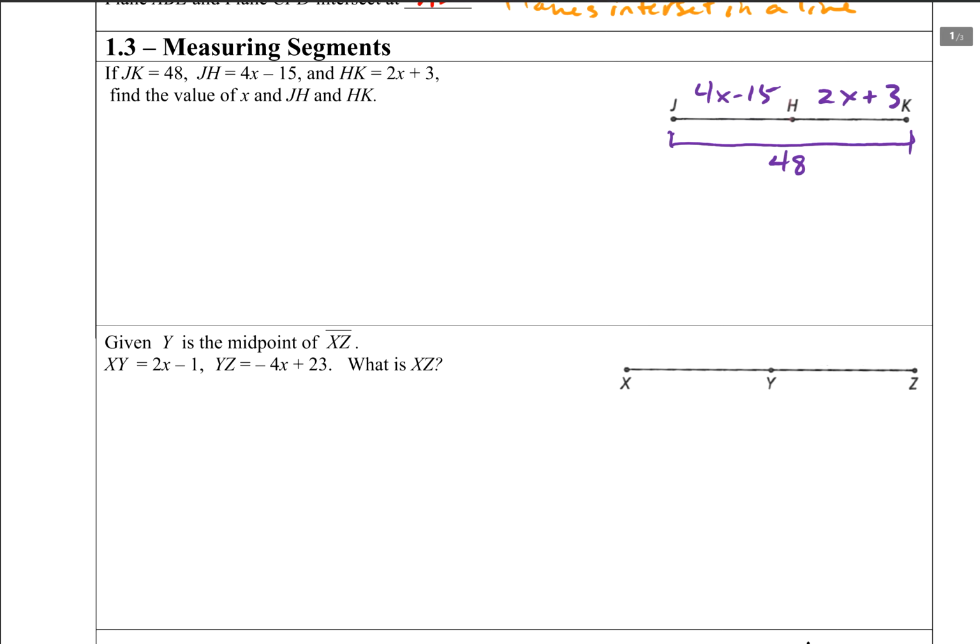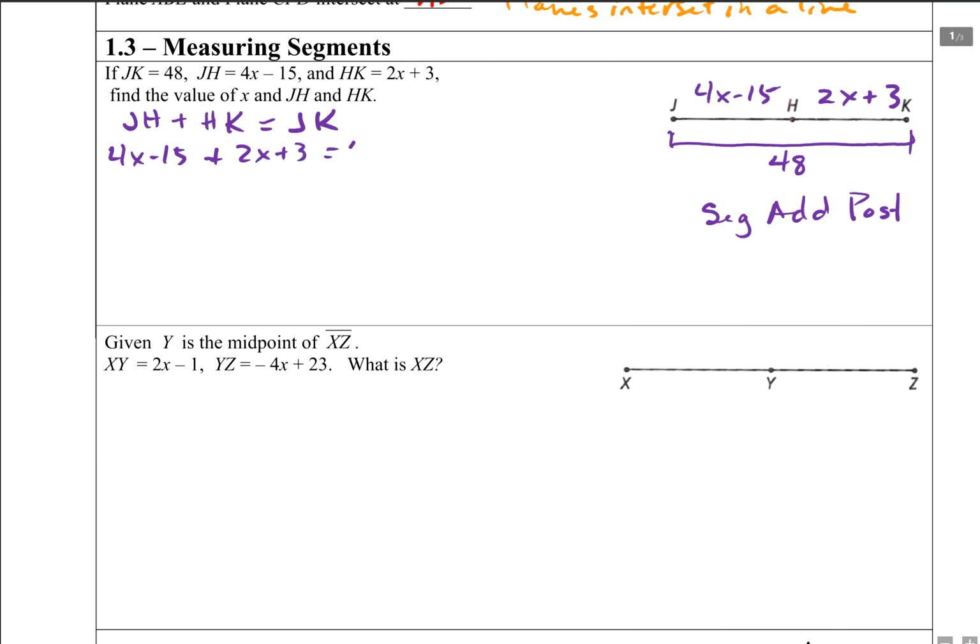All right. Well, I don't have anything congruent. I don't have any midpoints. So what I'm looking at here is the segment addition postulate that says the length of JH plus the length of HK is going to equal the length of JK. And then I'm going to substitute. So 4x minus 15 plus 2x plus 3 equals JK, which I marked as 48.